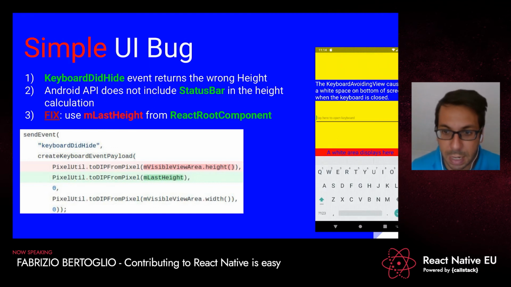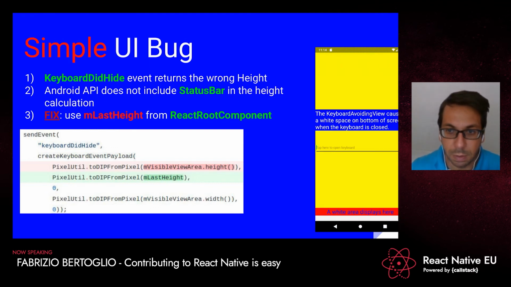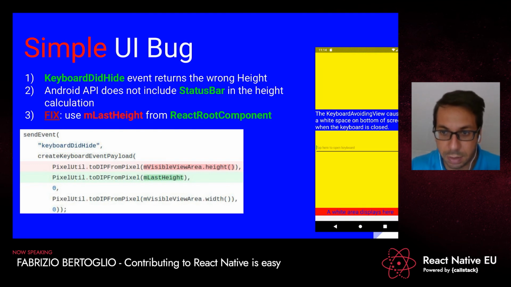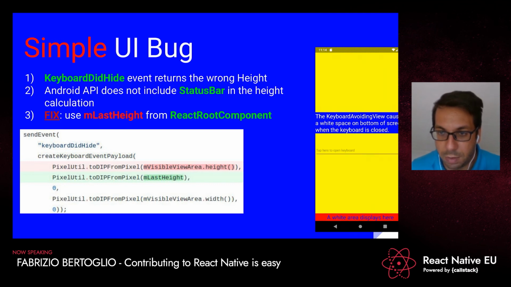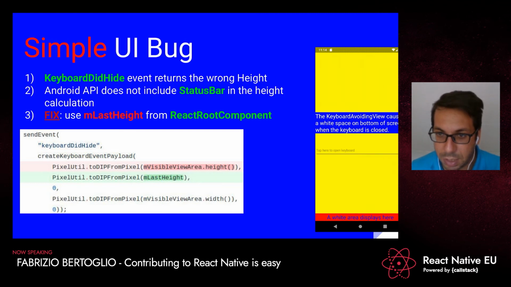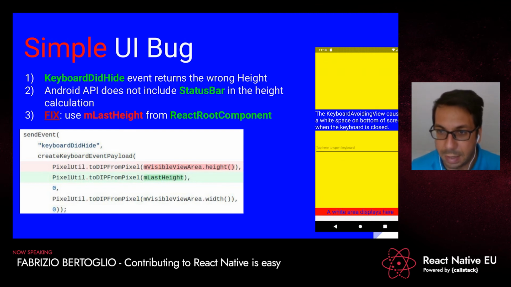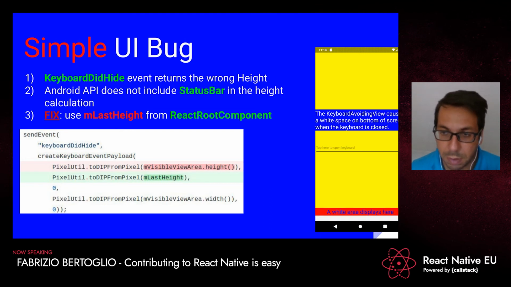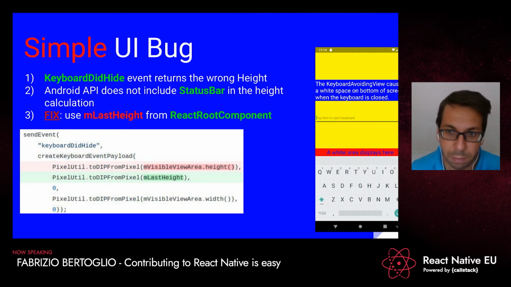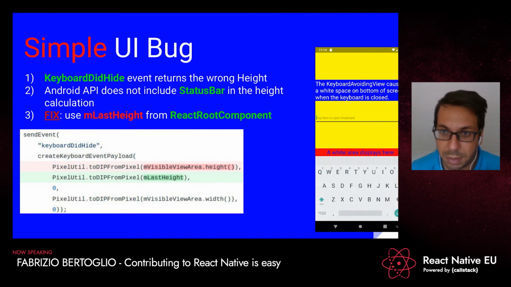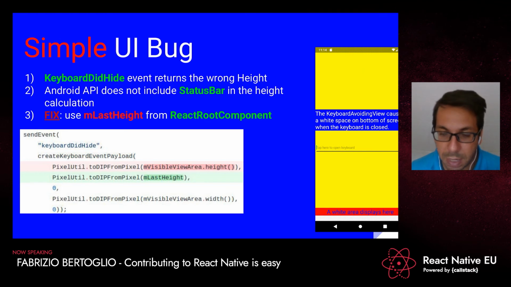The next issue from React Native is a simple user interface bug. As we can see on the right, the phone has a view with a yellow background, which has a keyboard avoiding view, and the status bar on top is set to translucent. So the yellow view will display under the translucent status bar.